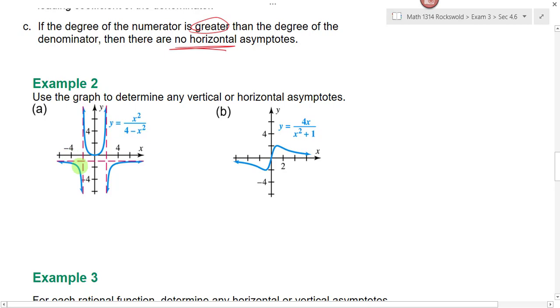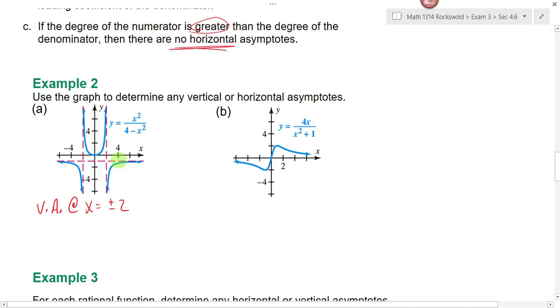In example 2, we're asked to use the graph to determine any vertical or horizontal asymptotes. Here's the function that generates this graph. If I were to factor that denominator, it would be equal to 0 at 2 and negative 2. That's where I have my vertical asymptotes. So I have vertical asymptotes at x equals plus or minus 2.